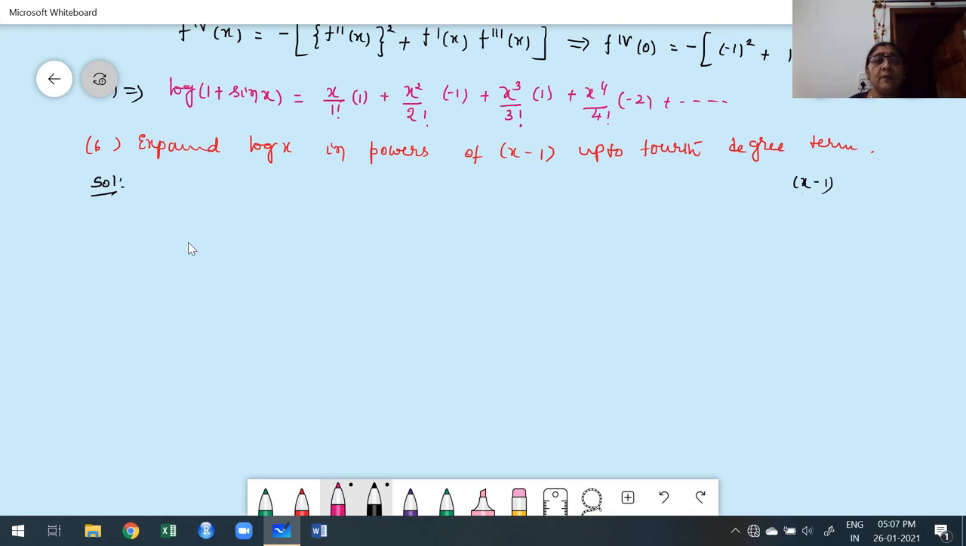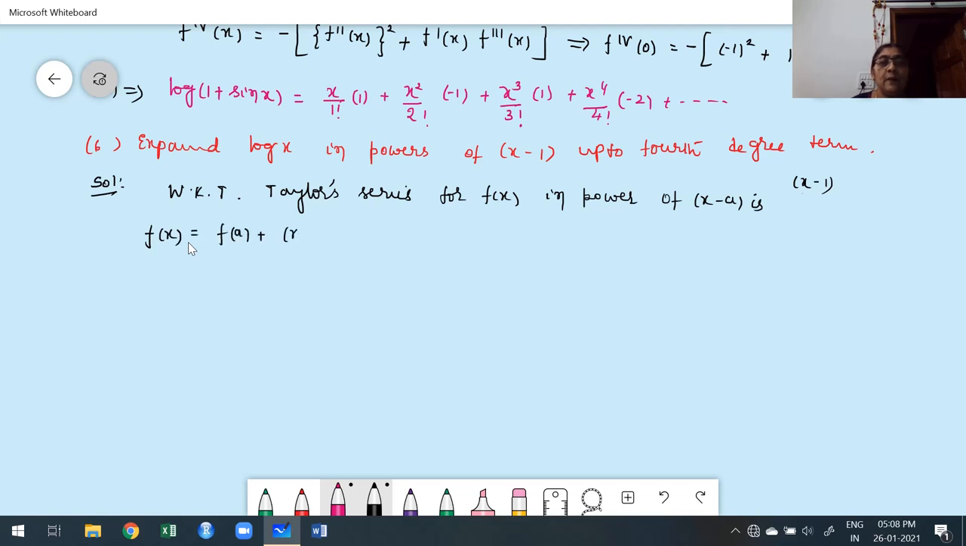Taylor series. What is our general formula for Taylor series here? f of x is equal to f of a plus x minus a by 1 factorial into f dash of a, etc. First you have to write what the Taylor series is. We know that. I think it's clear why I'm going to choose Taylor series here. The series for f of x in powers of x minus a: f of x must be equal to f of a plus x minus a by 1 factorial into f dash of a plus x minus a whole square by 2 factorial into f double dash of a, etc.